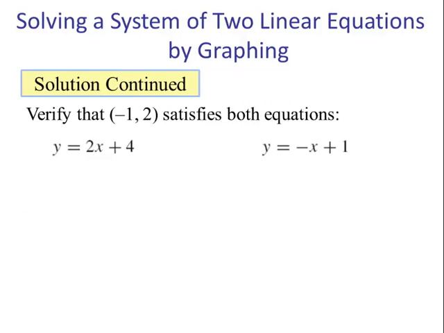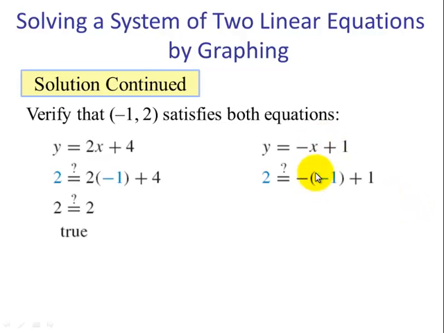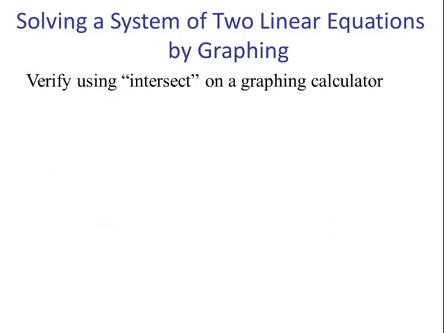To verify that negative 1, 2 is a solution, we substitute them into both equations. For the first one, we have 2 equals, possibly, 2 times negative 1 plus 4. So we have 2 equals 2, and that's a true statement. For the second equation, we have 2 equals negative 1, which becomes a positive 1, plus 1 is 2. So this is a true statement. So we have verified that negative 1, 2 is a solution.